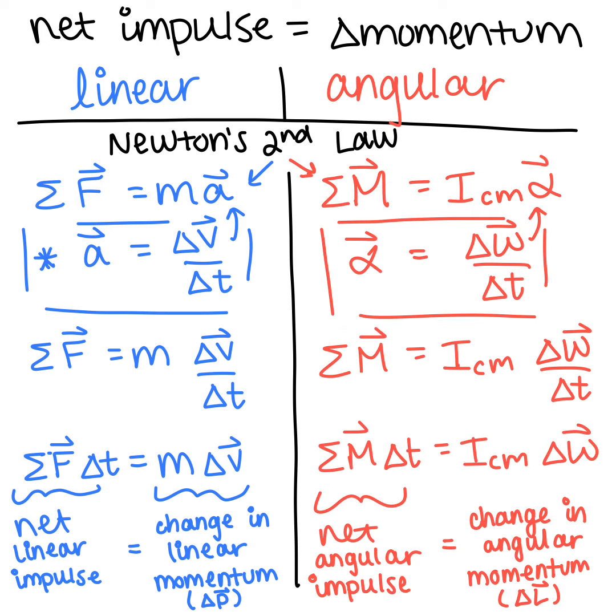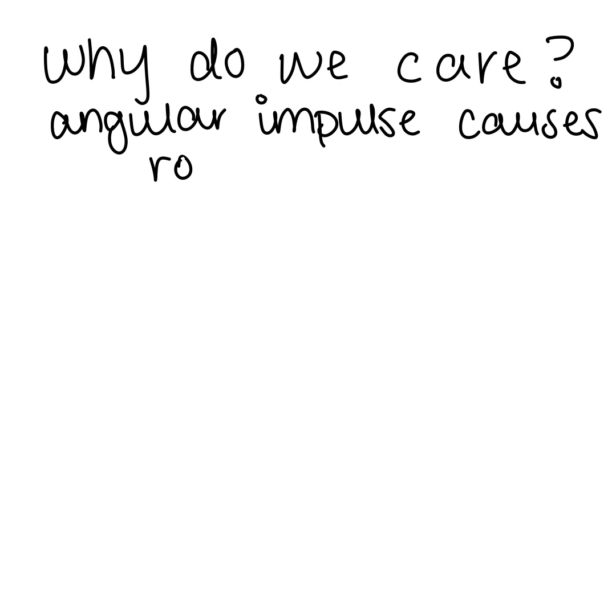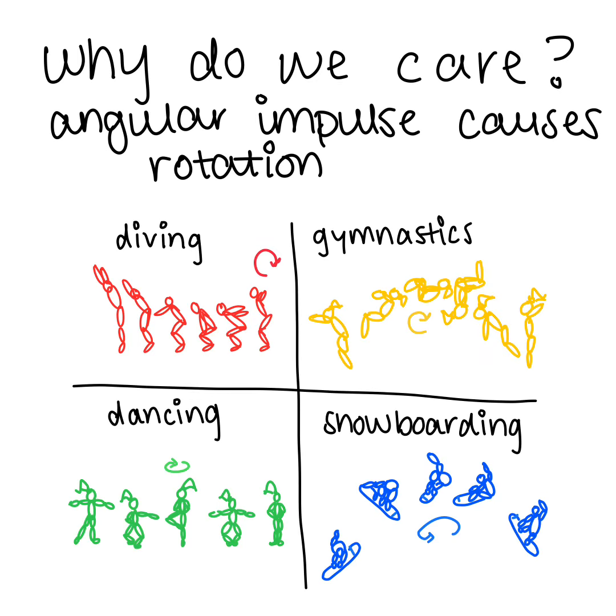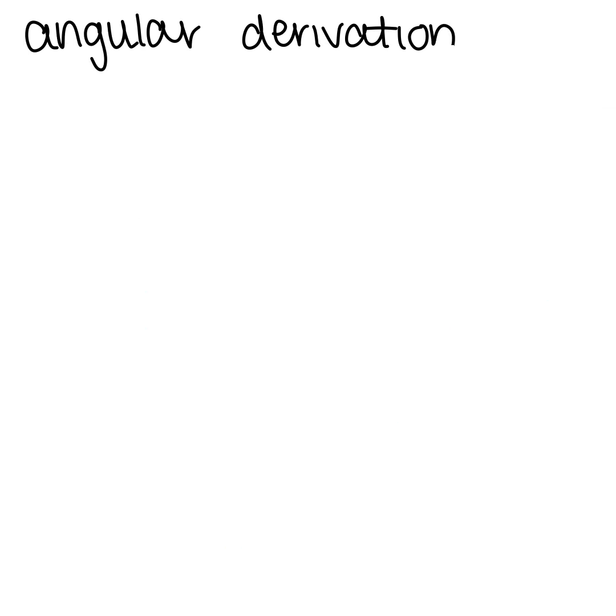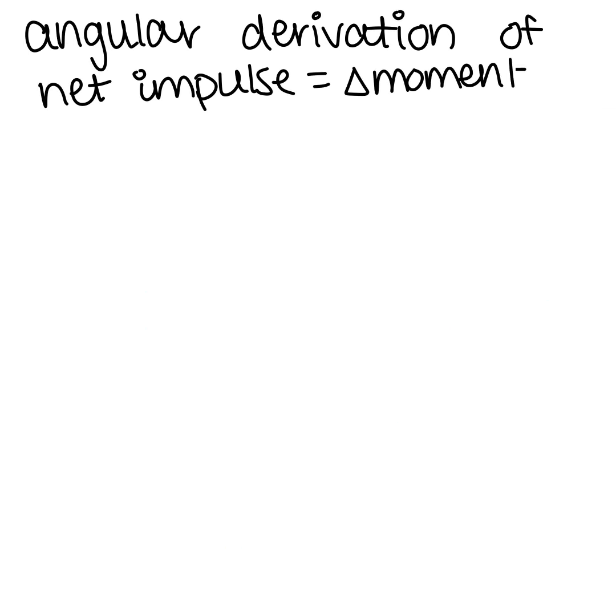from Newton's second law. And why do we care about this relationship? Because angular impulse causes rotation, and this is important for all the different sports that we've been talking about that involve rotation. So let's get into the angular derivation of the net impulse equals change in momentum relationship.